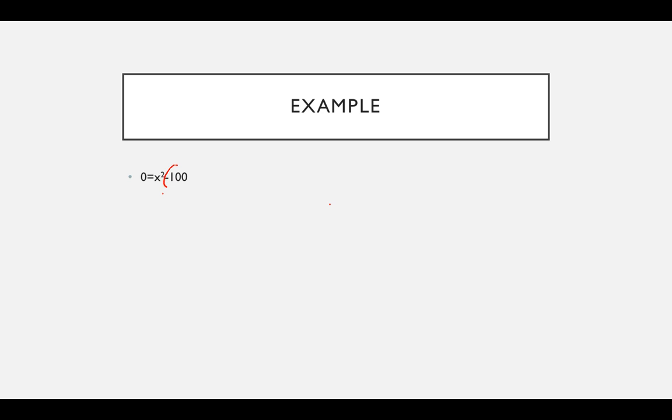Okay, so I would move the 100 to the other side, and I would say 100 equals x squared, and then I would take the square root of both sides. Square root of 100 is plus or minus 10, so I can get the solution that way.